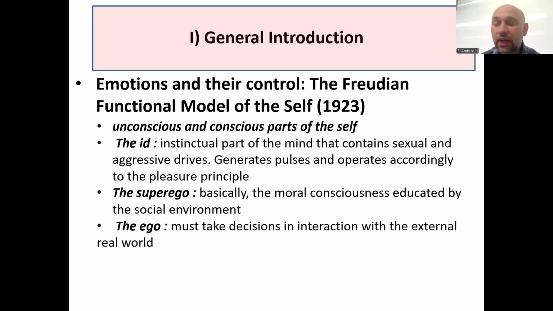And at some point, if you have some stimuli, then those impulses can arise, and they can arise even if you think it's not right, the society thinks it's not right, and then you have this kind of conflict. For example, for Freud, your superego is basically educated by the social environment, and this says how you have to control your emotions.